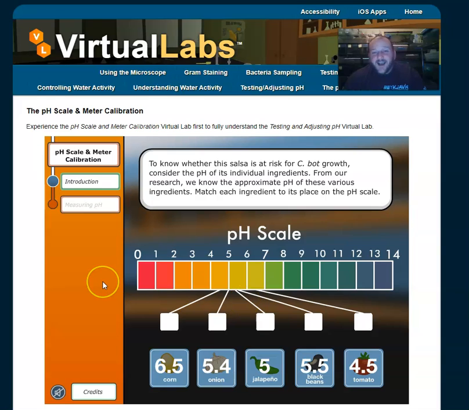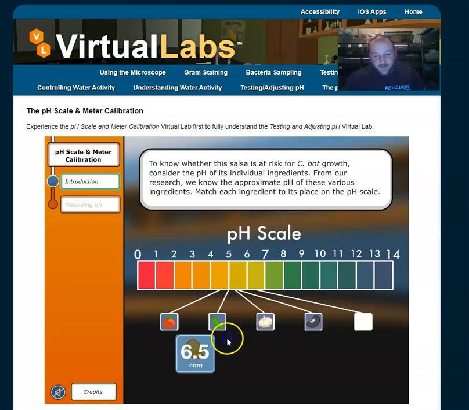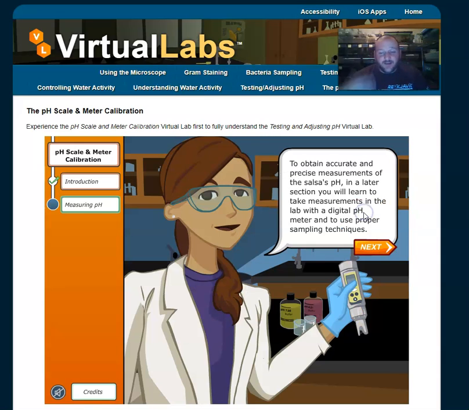And then I think this is where it gets neat. It says, all right, so here are the ingredients of salsa. And so you drop them onto their different spots. And once you do that, you realize that the pH of normal salsa is probably going to be above that 4.6, in which case it'll be at risk of getting botulism. So that's the end of this lab. It really does a good job of presenting the problem and explaining how the pH meter works.